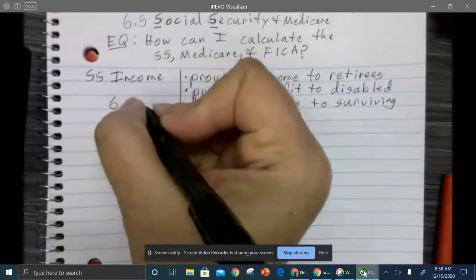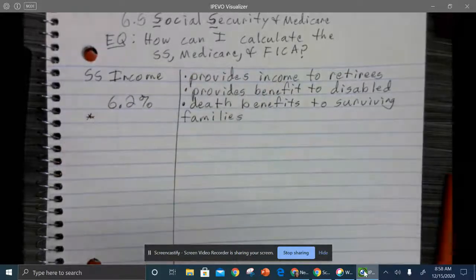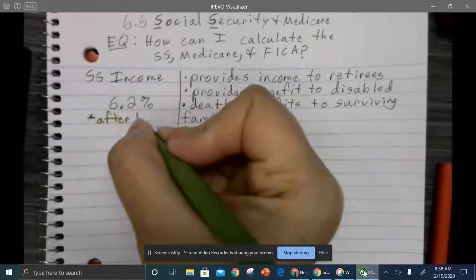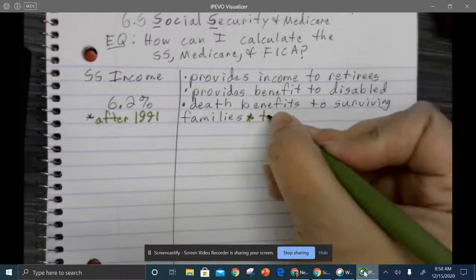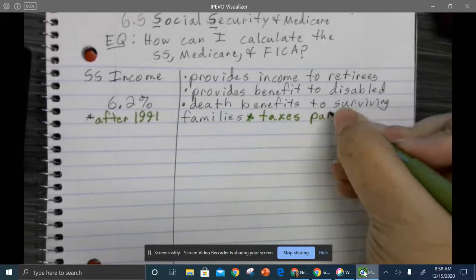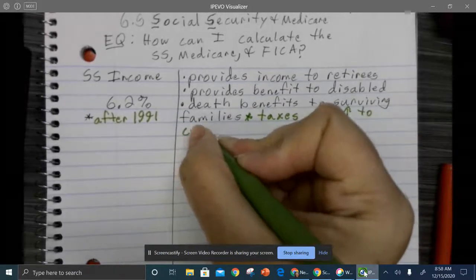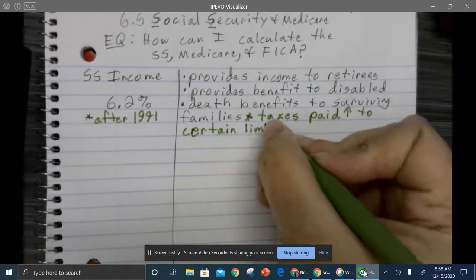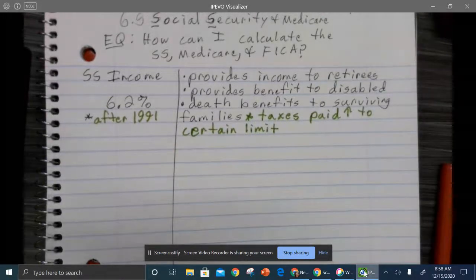So the percentage is 6.2%. Okay, and it became that after 1991. So it did change, and it could change again. If it changes, it will more than likely increase. So the taxes are paid up to a certain limit. Okay, so Social Security is paid up to a certain limit, so it has a limit.